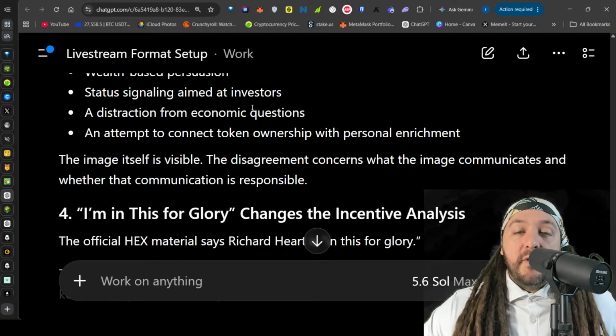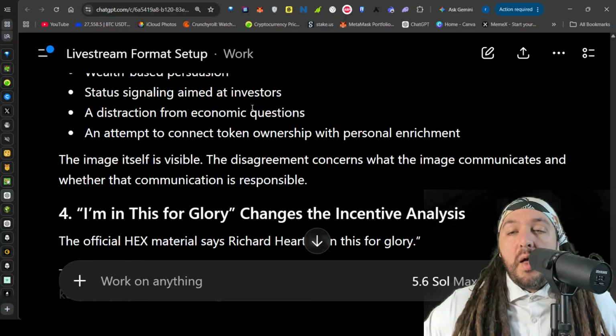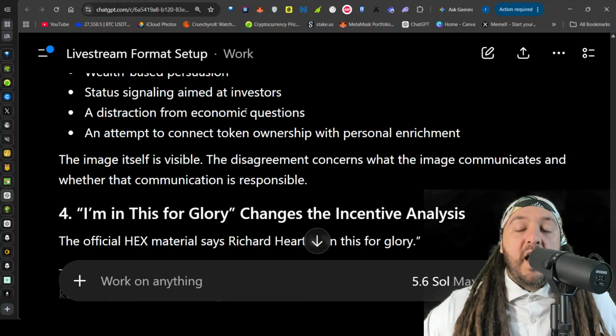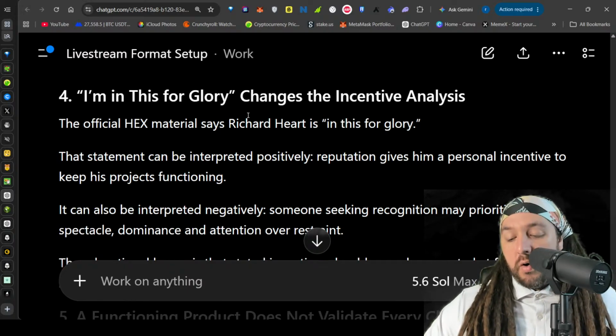The image itself is visible. The disagreement concerns what the image communicates and whether that communication is responsible. Do you follow? Do you understand?